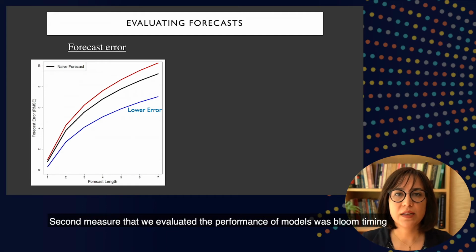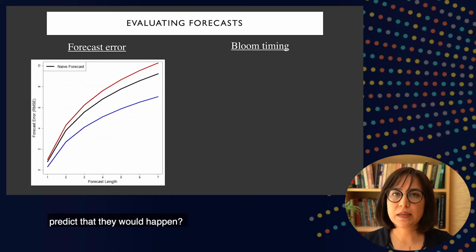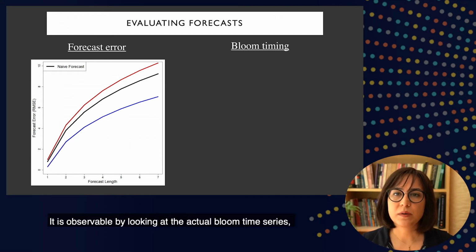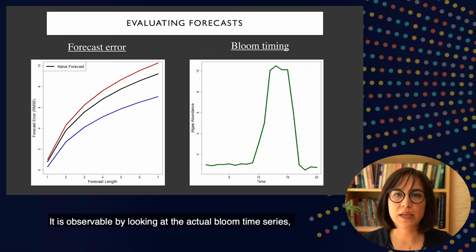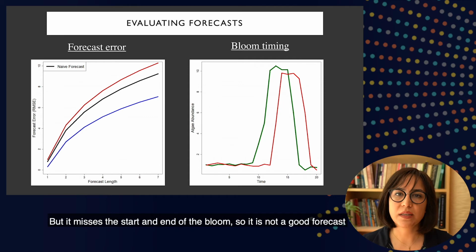The second measure that we evaluated the performance of models was bloom timing. It means how long before the bloom did forecasting models predict that they would happen. It is observable by looking at the actual bloom time series versus time series of the forecast. The first example fits the data well before and after the bloom and has a similar peak height, but it misses the start and end of the bloom, so it is not a good forecast.